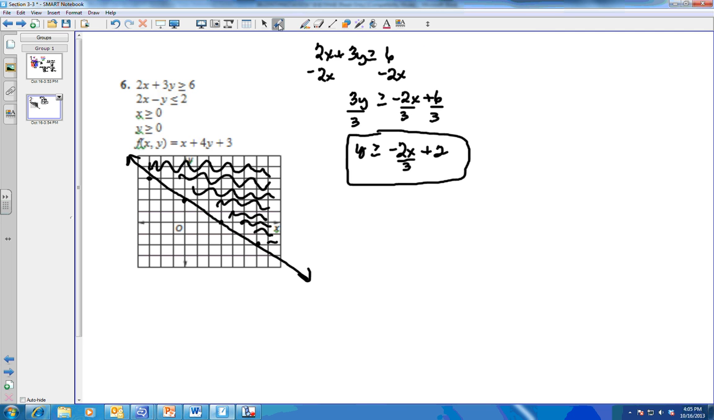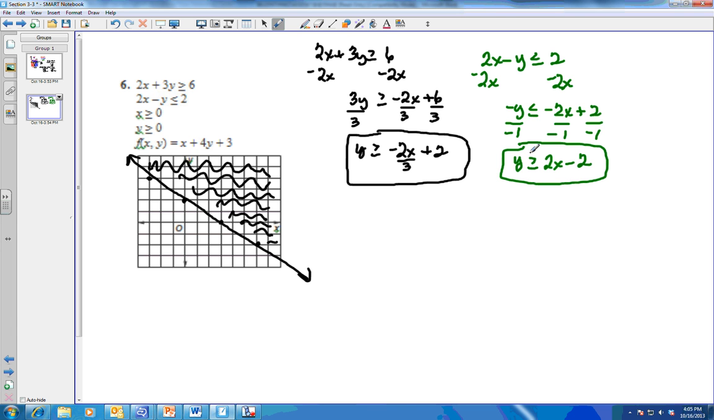Okay. So now let's take our second equation. My second equation, or inequality, is 2x minus y is less than or equal to 2. So I'm going to solve for y by subtracting 2x. Negative y is less than or equal to negative 2x plus 2. This is a negative y, so I need to divide by a negative 1. And when I divide by a negative 1, I have to switch my inequality sign around. So now I have positive 2x minus 2. And that's where I'm going to graph.